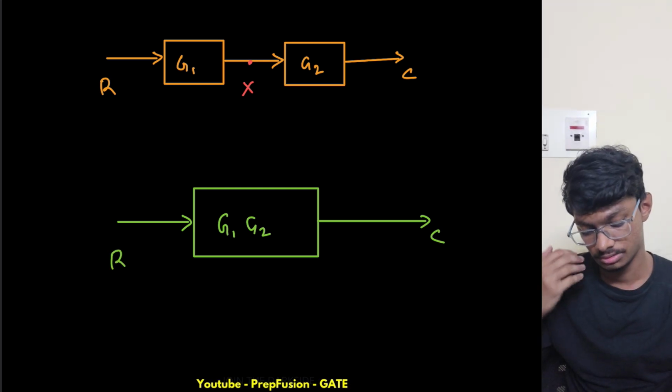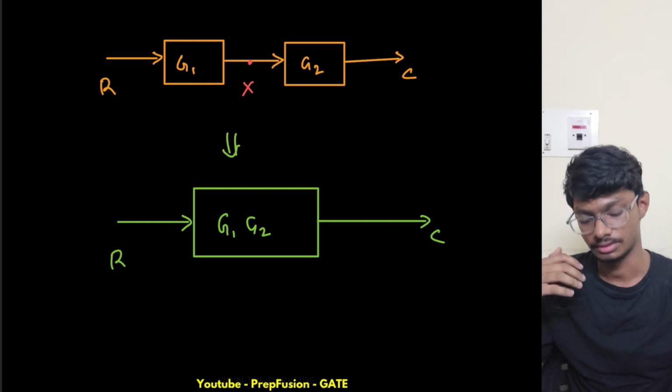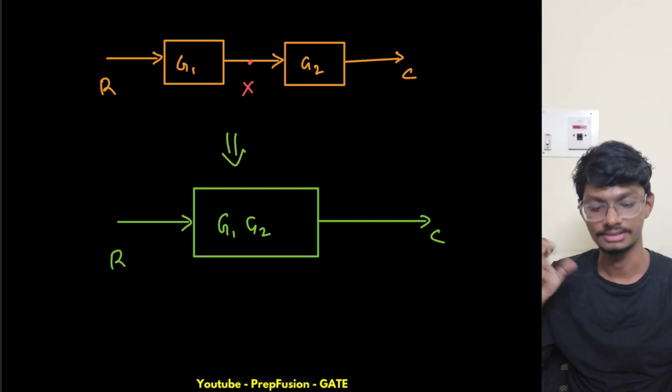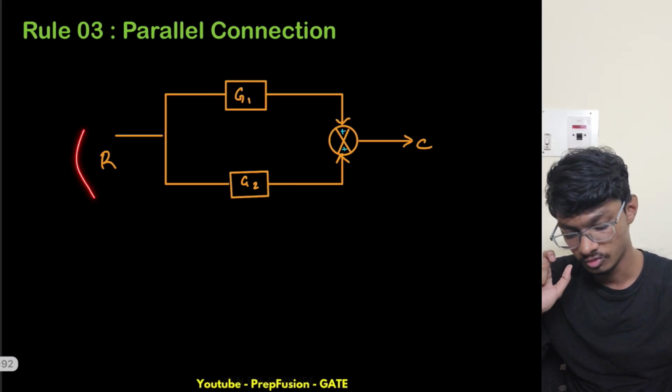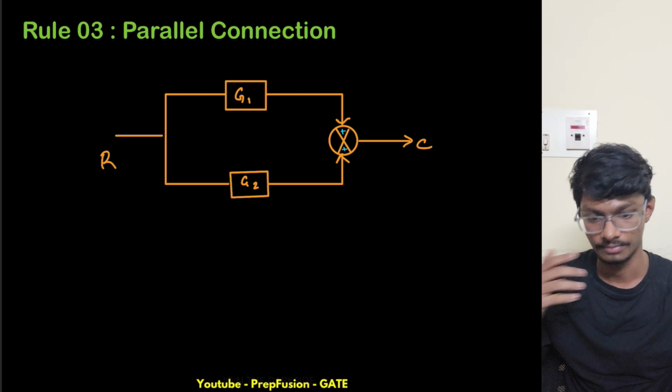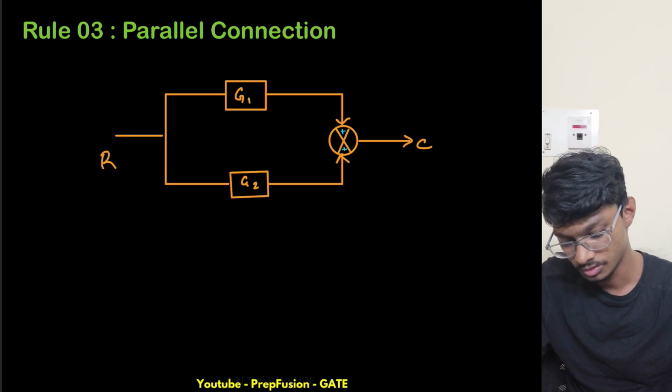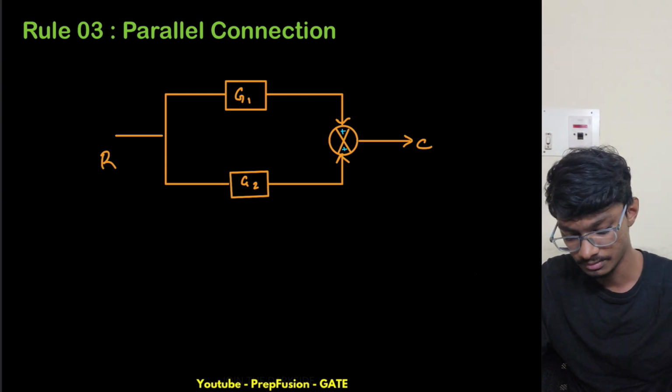So this is how we can replace this whole block, right? If two blocks are connected in cascade, the gains will simply be multiplied. Now if two blocks are connected in parallel, what will happen? Simply, what is our output? So what is the value of this point here?